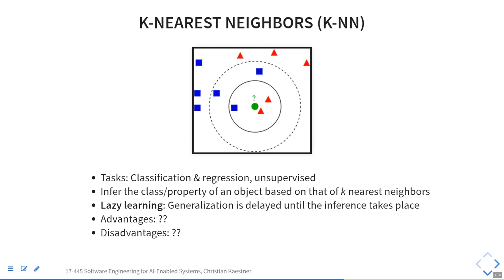Yep. So it's lazily essentially searching, when you have a data set, what's the nearest neighbor? So what is this most similar to? And then you classify it the same way. Okay. What is this good and bad for?